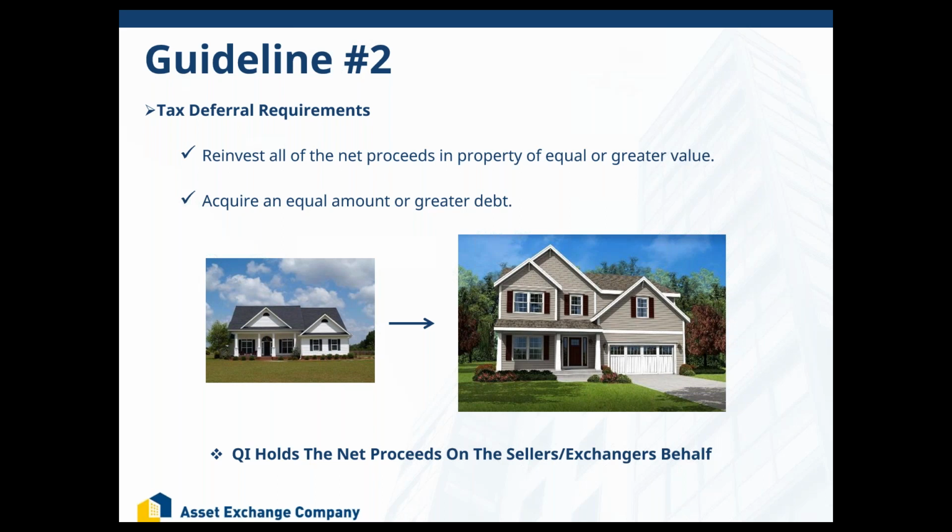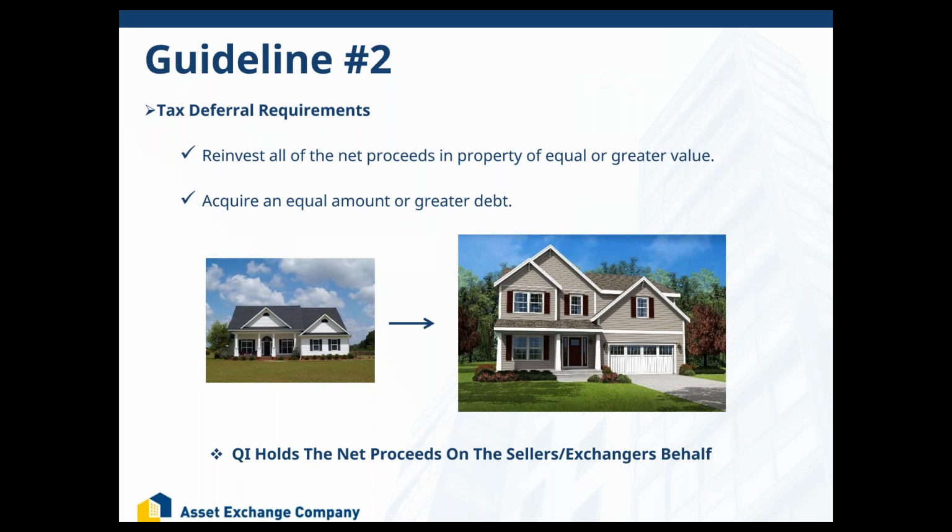So in order to get a full deferral, to defer your taxes 100%, right, rule number 1 is you must reinvest all of the net proceeds in property of equal or greater value. Now, what exactly are net proceeds? Net proceeds, that's the cash, right? That's the cash that normally you would get out of the closing. Okay, now we're the qualified intermediary, the QI. Okay, we're going to hold those proceeds on behalf of the seller, the exchanger.